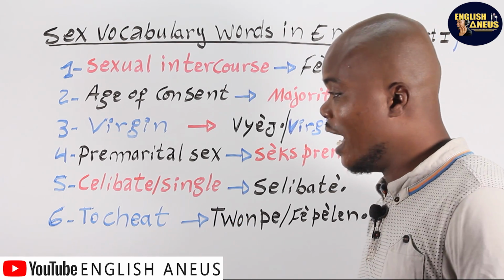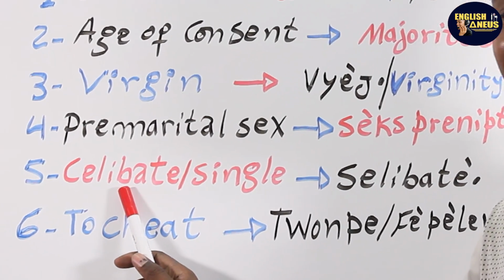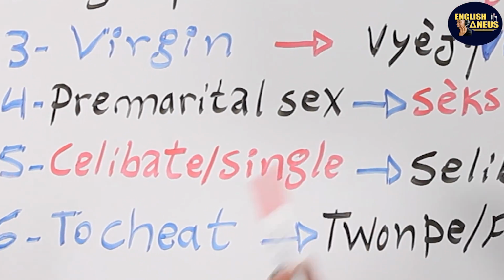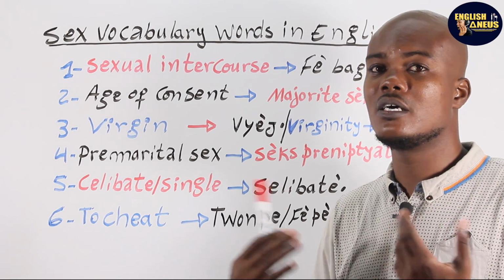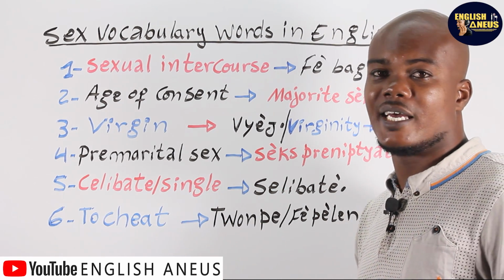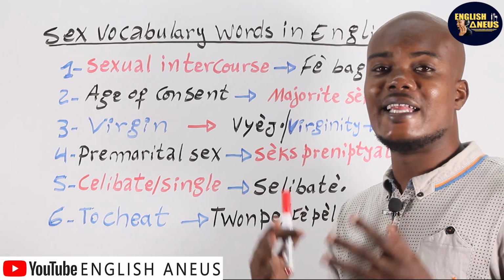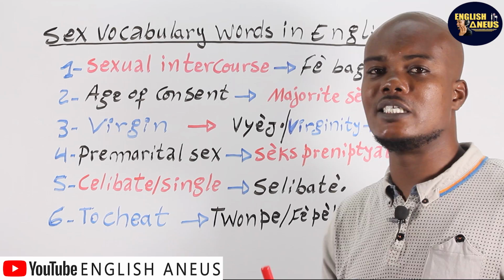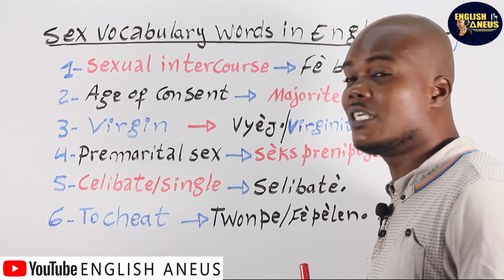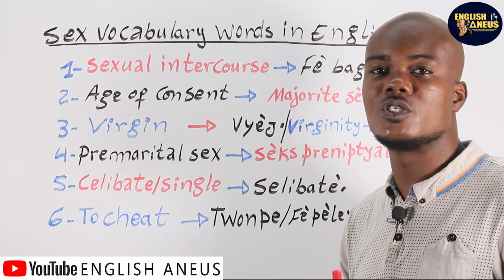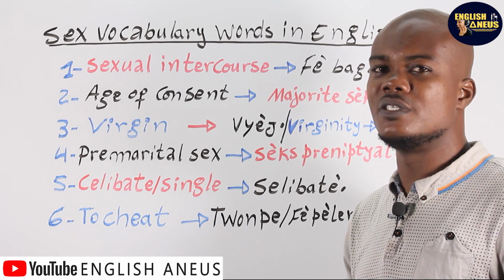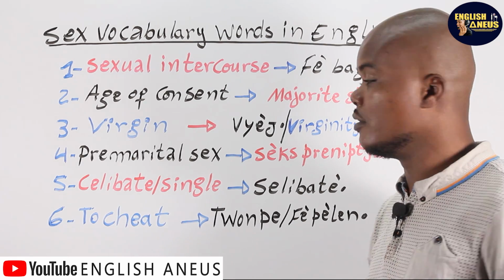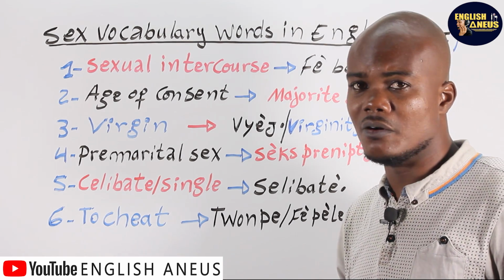And then number 5, we have celibate, or single. I know single is more popular or common than celibate. Celibate is when someone never has sex because of religious belief. Someone who stopped and never has sex, you call that person celibate. More popularly you say single. You are single.